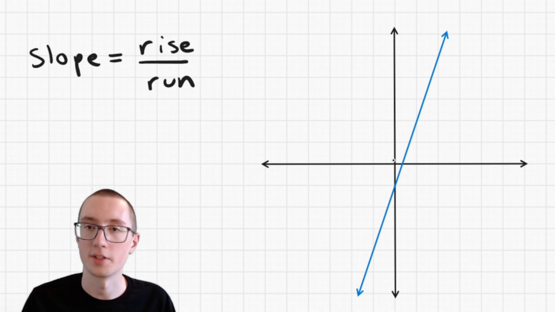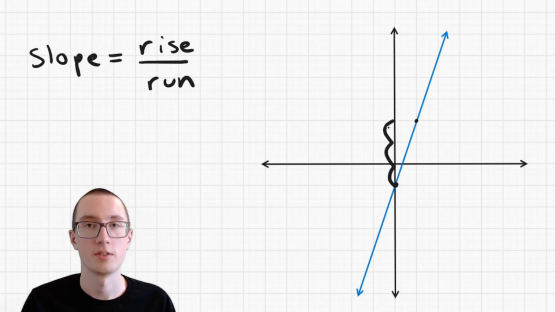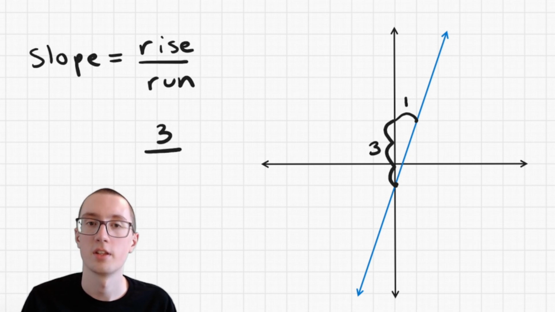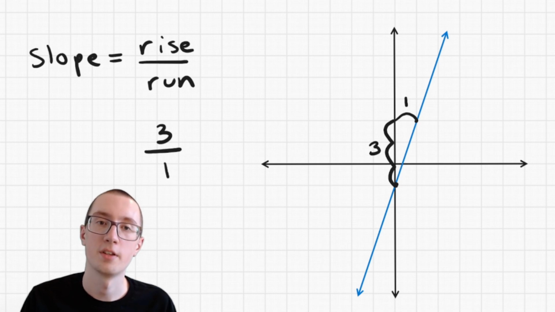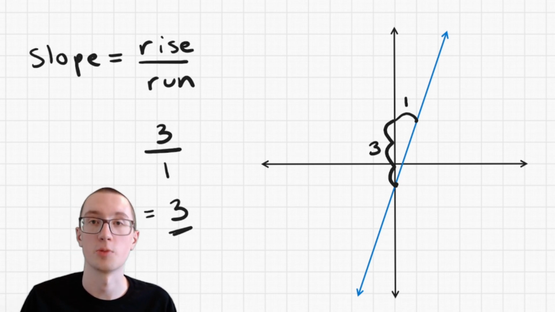All right, so let's pick out 2 points. I like this one and this one. Why not? First, we need to figure out the rise. The rise in this case is going to be 1, 2, 3. So our rise is 3. And our run is just 1. So now we need to figure out rise over run. Our rise is 3, and our run is 1. And 3 divided by 1 is 3. So our final slope is 3. And that makes sense because this is a pretty steep graph.